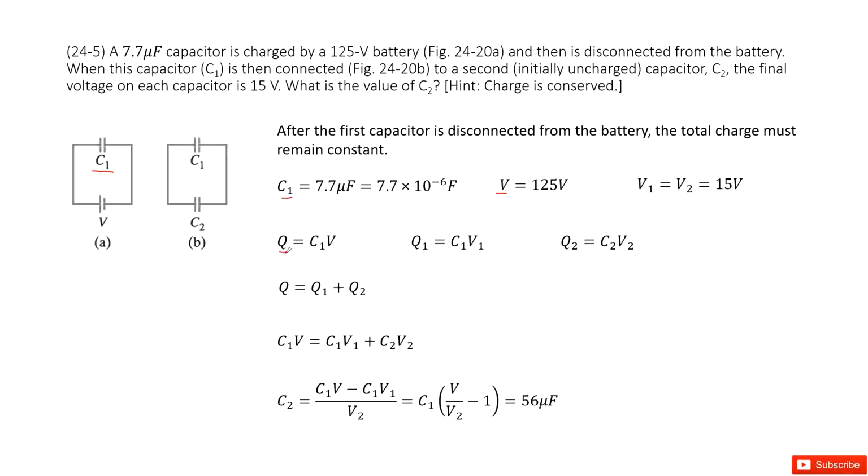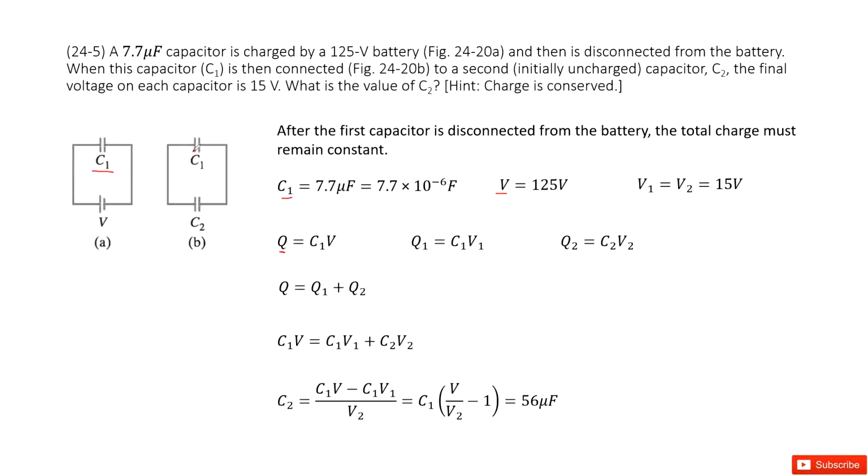Now, next question, how much charge is stored in capacitor C1? So we can write the charge Q as C1 times V1, right? Yes. Then this capacitor C1 is then connected to the second capacitor C2. So in this case, C1 is connected with C2.